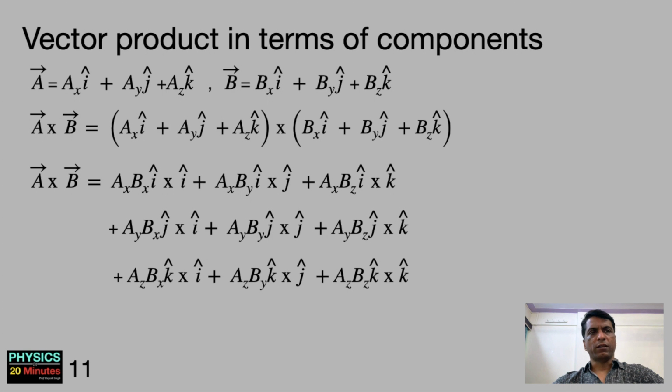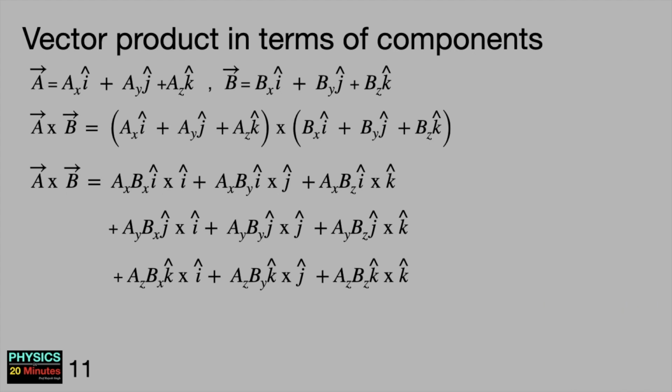You need to expand the bracket. The scalars will multiply and you get the cross product terms like i cap cross i cap, i cap cross j cap, i cap cross k cap, j cap cross i cap, j cap cross j cap, j cap cross k cap, k cap cross i cap, k cap cross j cap, k cap cross k cap.